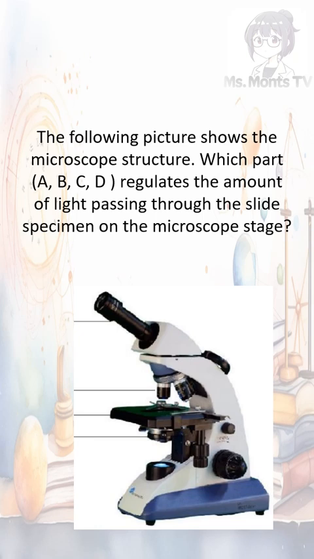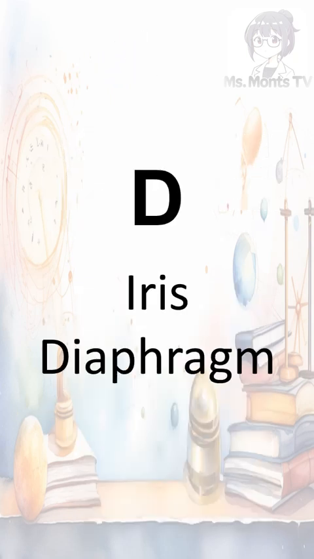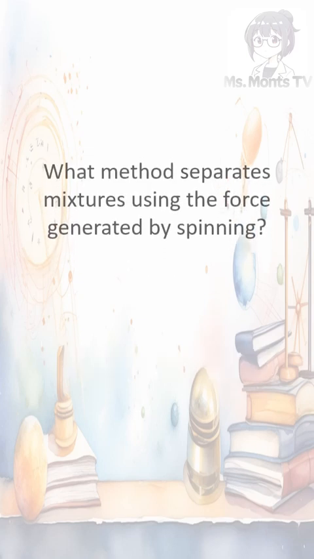The following picture shows the microscope structure. Which part, A, B, C, D, regulates the amount of light passing through the slide specimen on the microscope stage? That's letter D, the iris diaphragm.